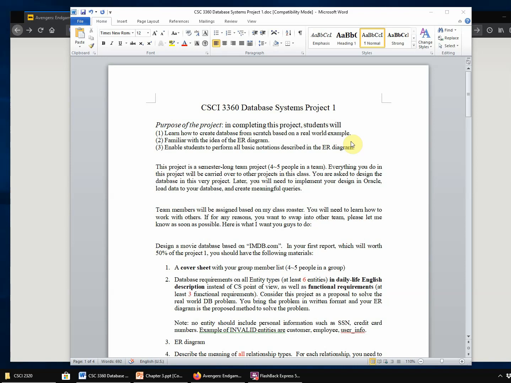Hey guys, let us talk about your very first project for CSCI 3360 database systems. The purpose of this project is that I want you guys to learn how to create a database from scratch. So right now you don't have any database at your hand. This project is going to build up the foundation for your database creation throughout the whole semester. So all of the projects are related to each other.